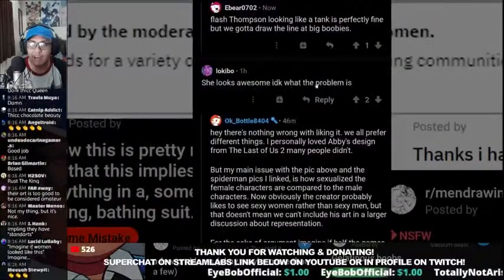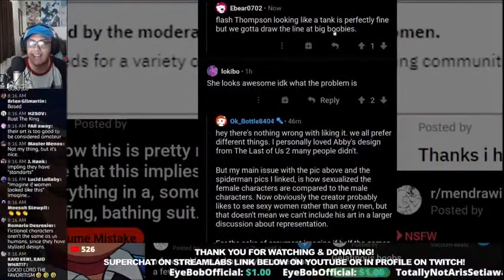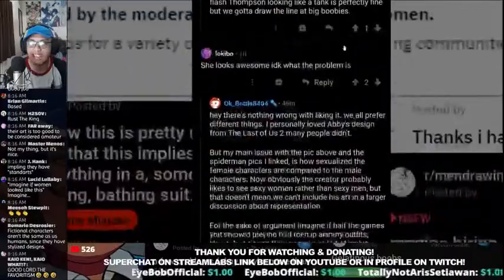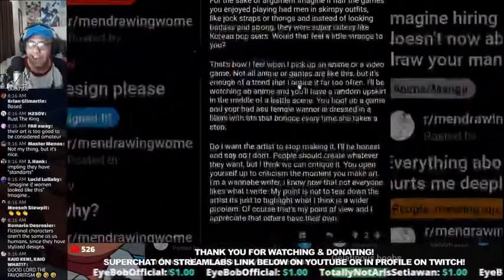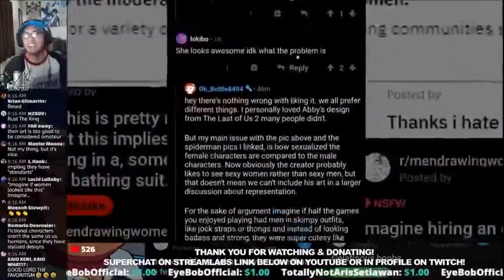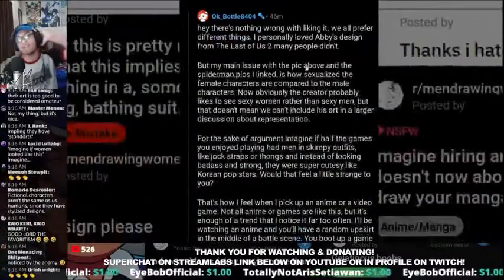She looks awesome. I don't know what the problem is. Flash Thompson looking like a tank is perfectly fine, but we gotta draw the line at big boobies. Okay. Oh my god, that's an essay. Holy shit. She looks awesome. I don't know what the problem is. Okay, fine. Let's read it.